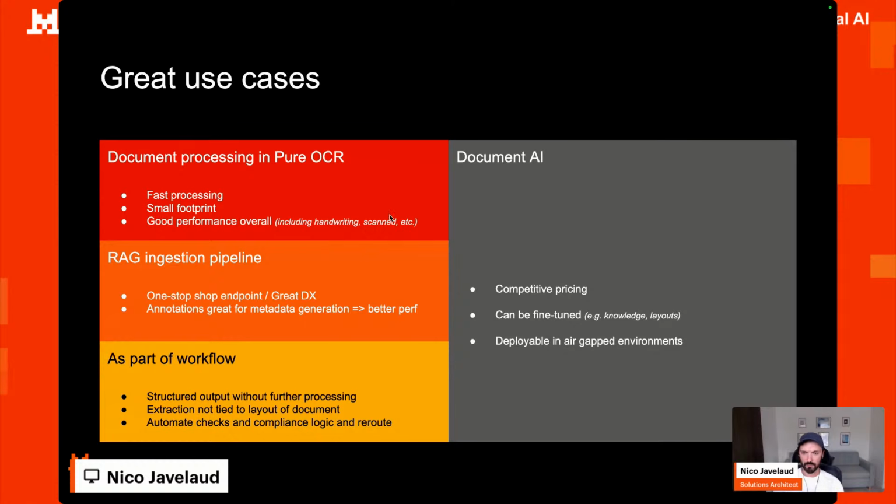If we look at a few use cases where we think Doc AI is very interesting, one is when you do processing in a pure OCR context. You're going to get very fast processing. When you just use the OCR model, it's very, very light, so it can go very fast. You also have a small footprint, which can be very useful, especially if you need to be in that kind of air-gapped environment we talked about. Being able to deploy on a smaller footprint is going to be very useful. And the overall performance is very good, as the benchmarks I'm sure you've seen attest. That's usually true for handwriting, scanned documents, and the rest.